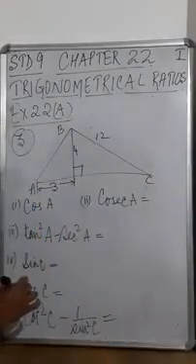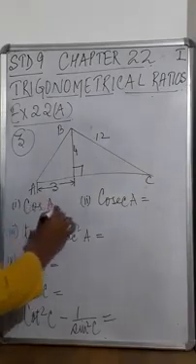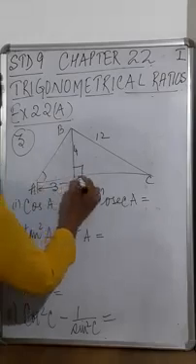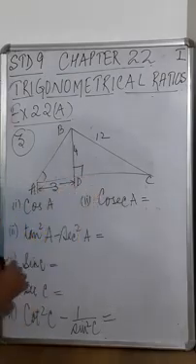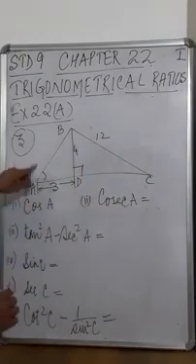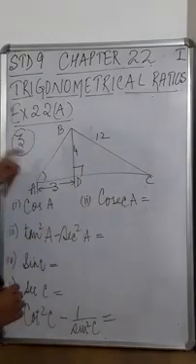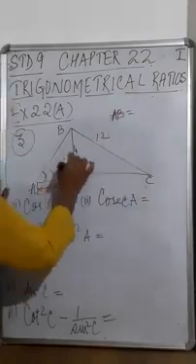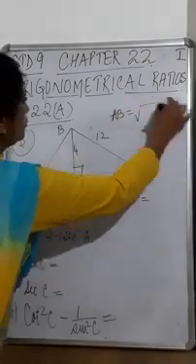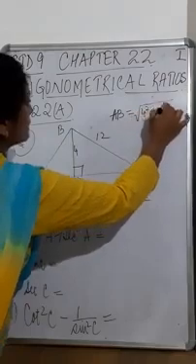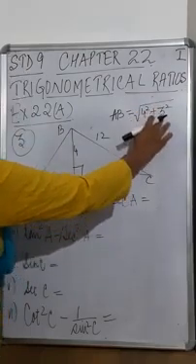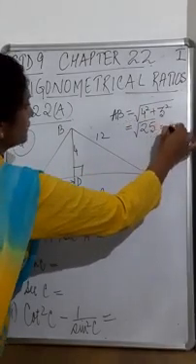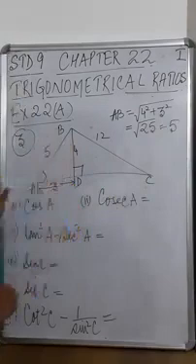Now the first one, cos A. For this triangle, it's not mentioned in the question, let me take this point as D. For triangle ABD, by Pythagoras theorem, AB will be equal to square root of 4 square plus 3 square. Once again, this is 16 plus 9, 25. And square root of 25 is 5. Therefore, I'll take this as 5 here.